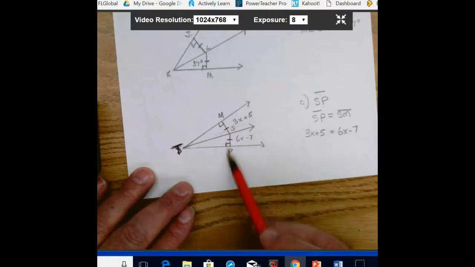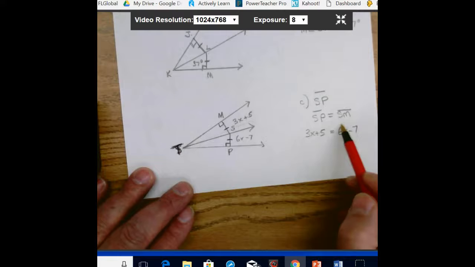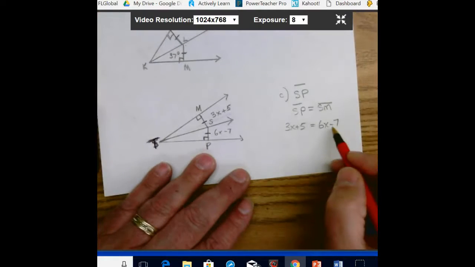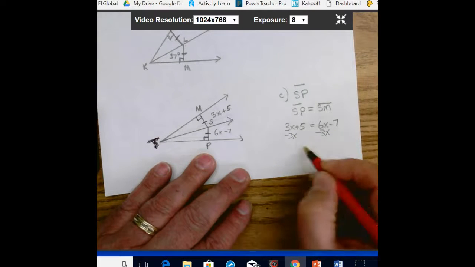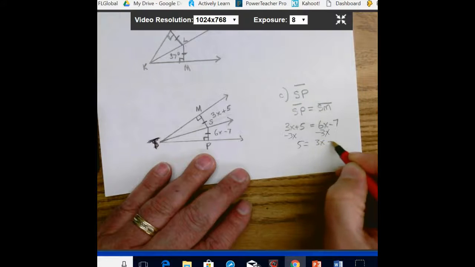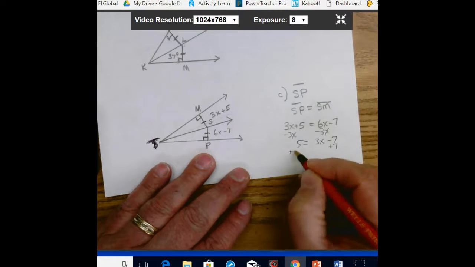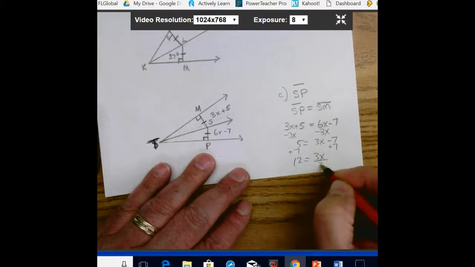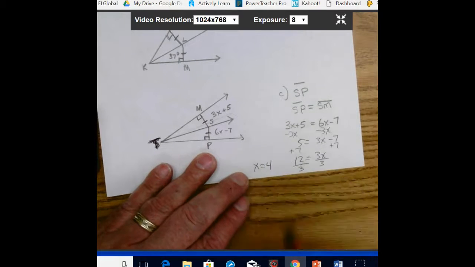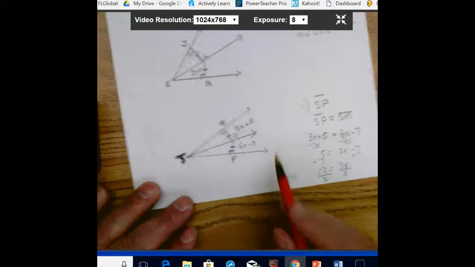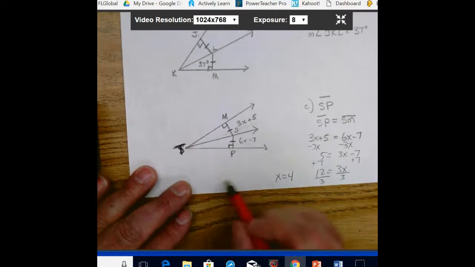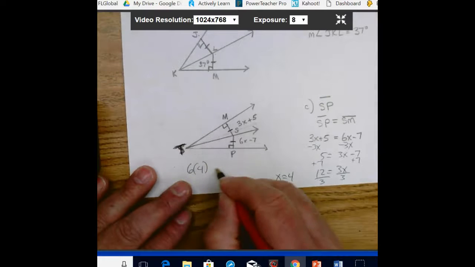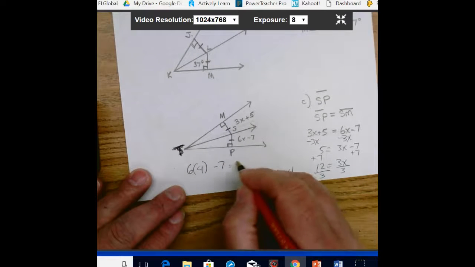So SP, right here, is equal to SM, right here. So then we plug in what they're equal to. 3x plus 5 equals 6x minus 7. We then solve it. We'll just go minus 3x from both sides. We're going to get 5 equals 3x minus 7. We're going to add 7 to both sides. 12 equals 3x, divided by 3. X equals 4. Okay. So then we can plug that in. We want to know SP, right? So then we can just plug it in. 6 times 4 minus 7. 24 minus 7 is 23.